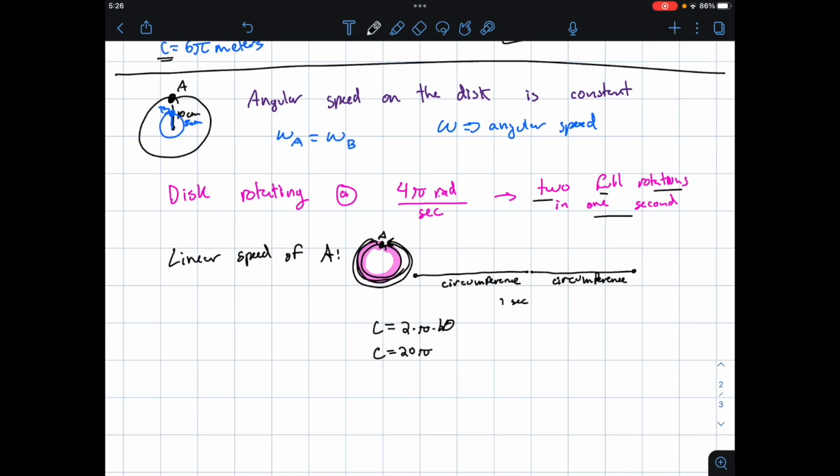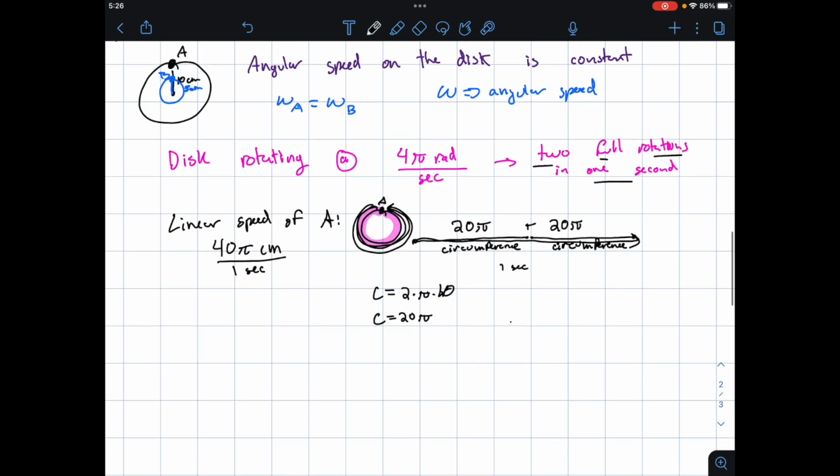So A is going to go around 20 pi units, and then it's going to go around another 20 pi units, and in total, the point A will have a linear speed of 40 pi, our unit, I guess, is centimeters per 1 second. So if we take that speed that A is going around and around and around, and we uncurl it into a straight line and make it linear, A is actually covering a linear distance of 40 pi centimeters in 1 second.